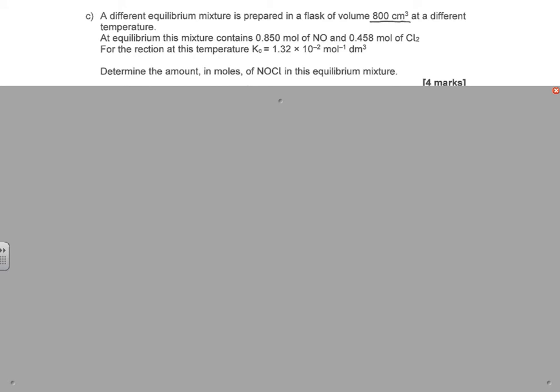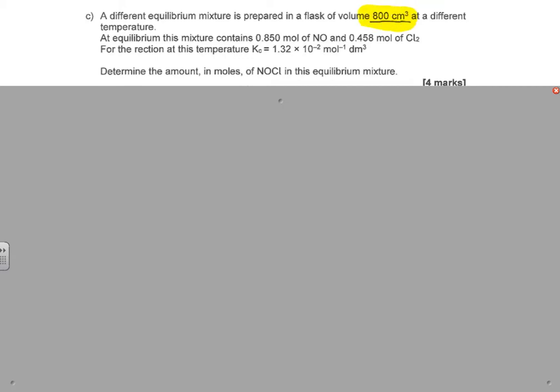For the final part of this question, I'm expected to do a calculation, and to make my life easier, it's not consequential on anything I've done before, so if I haven't been able to work out the right calculations, I'm starting afresh here with some new numbers. Now a different equilibrium mixture is prepared, and the flask there has a volume of 800 centimetres cubed at a different temperature. I've underlined it, but we'll put a highlight on it so you can see it on your screen.